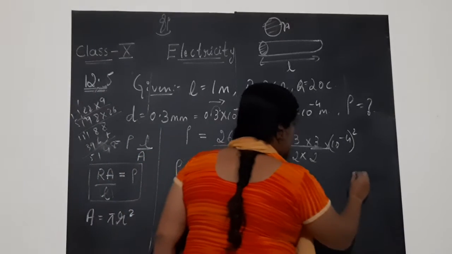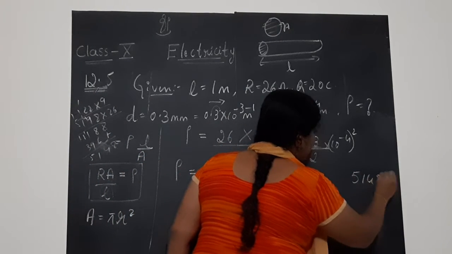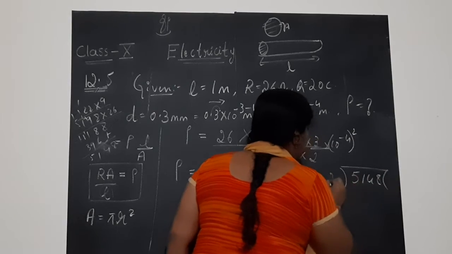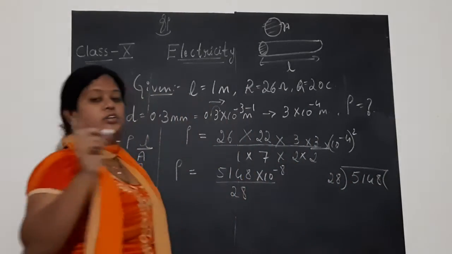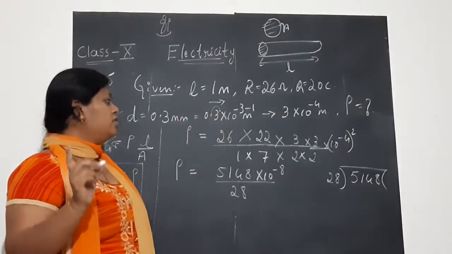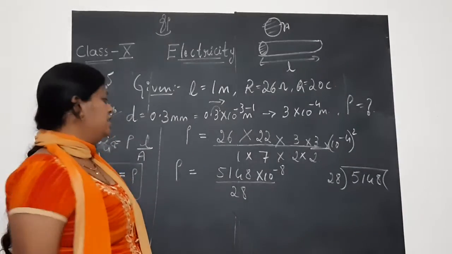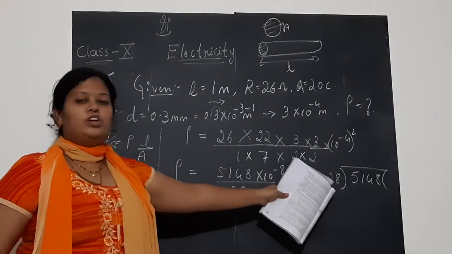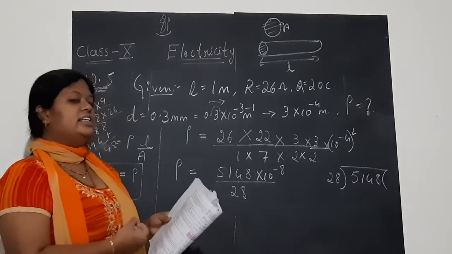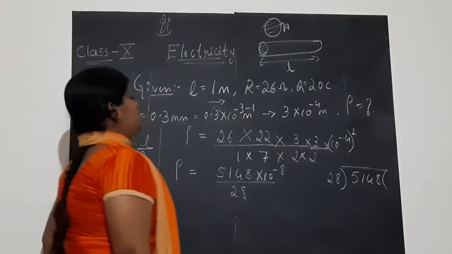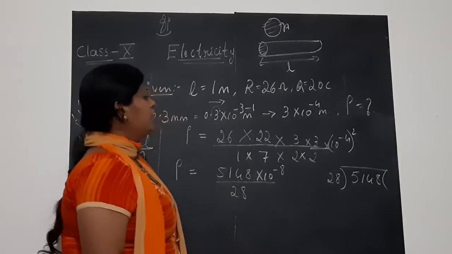For that, see, 5148 should now be divided by 28. You cannot use calculators in a test or exam, so you should be fast in these multiplications. I need not show you all this. I can directly write the answer as I have done in the textbook. Since you should not feel it is difficult, I am doing it for you.